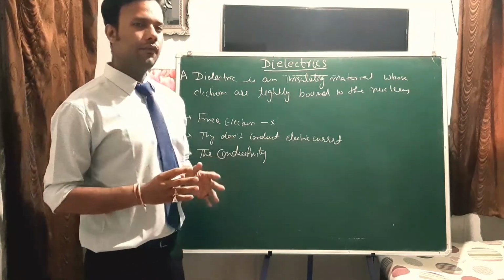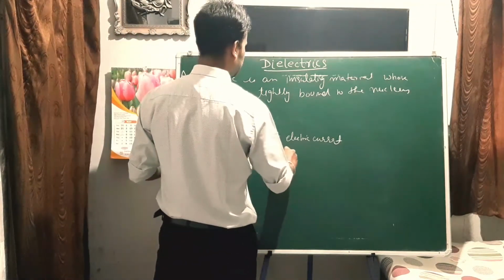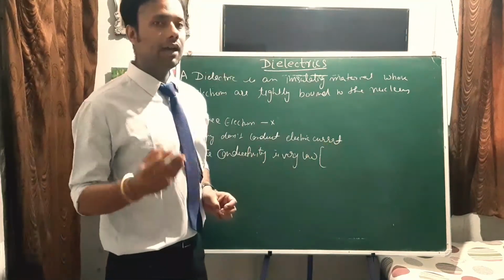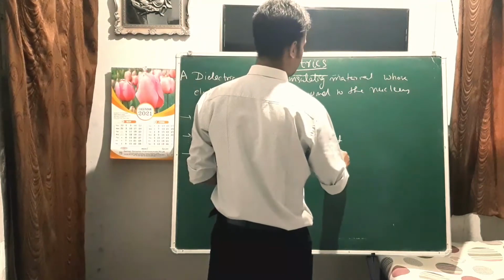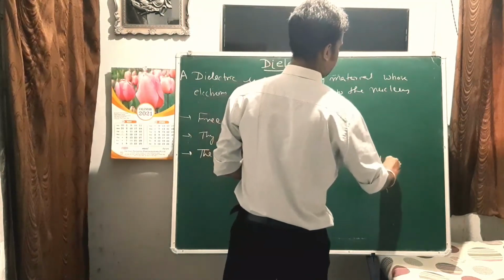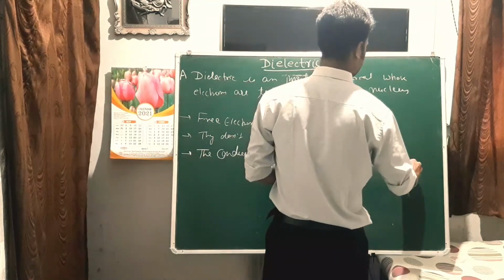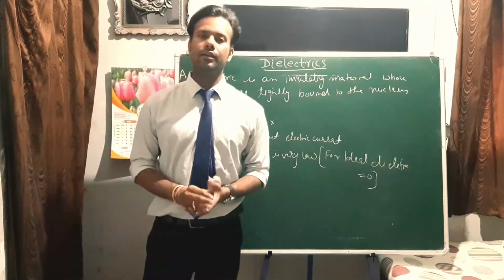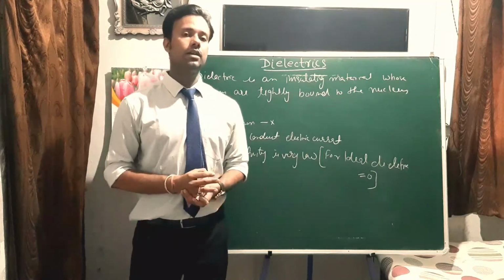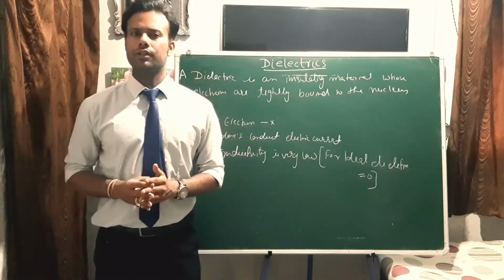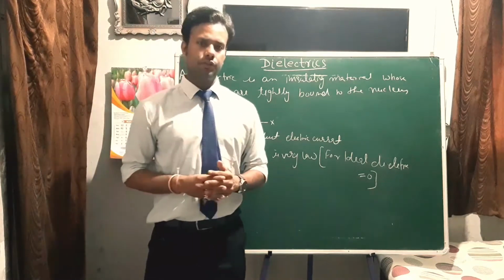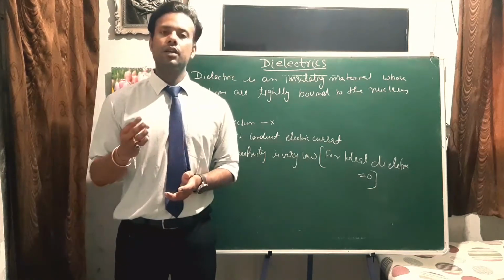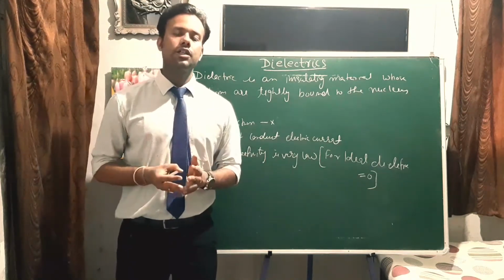The conductivity of a dielectric is very low, and for an ideal dielectric it is 0. So obviously, if you take any ideal dielectric, that means it doesn't conduct any form of electric current, right? So conductivity will be 0. See, basically, if you want to describe the dielectric, you have to describe the insulators, and you are studying insulators from class 7th.